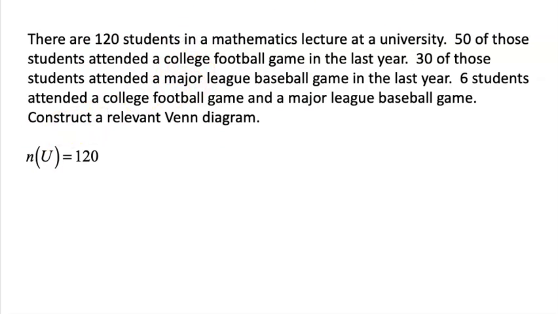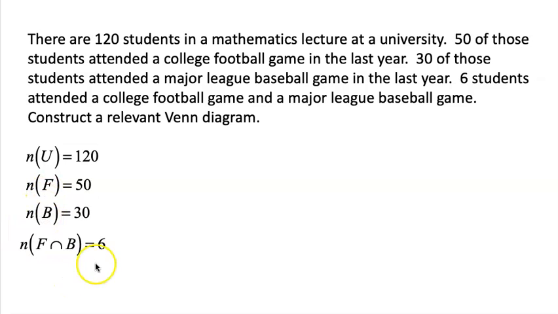50 of those attended a college football game, so I like to use a letter that reflects that. So I'm going to use the letter F for football. The number of people who attended the football game is 50, and the number of those who attended the baseball game was 30. But now 6 attended both, so that's football and baseball. So in both football and baseball is intersection. The number of people who attended both the football game and the baseball game is 6. So we're going to construct a relevant Venn diagram and then answer some questions about this group of 120 students.